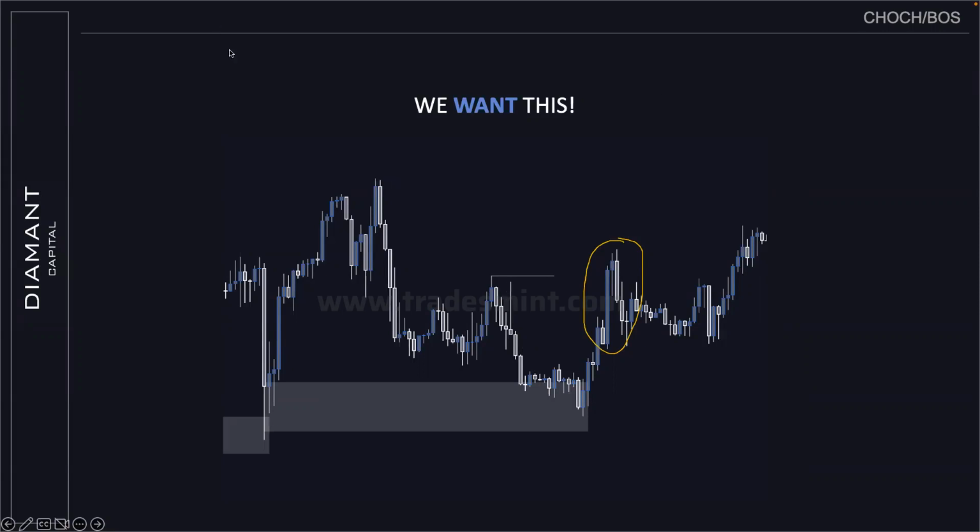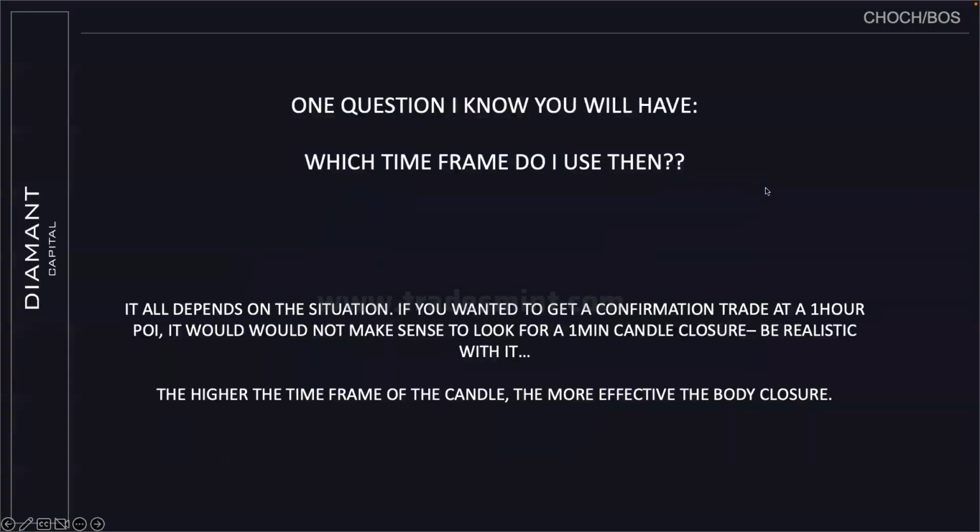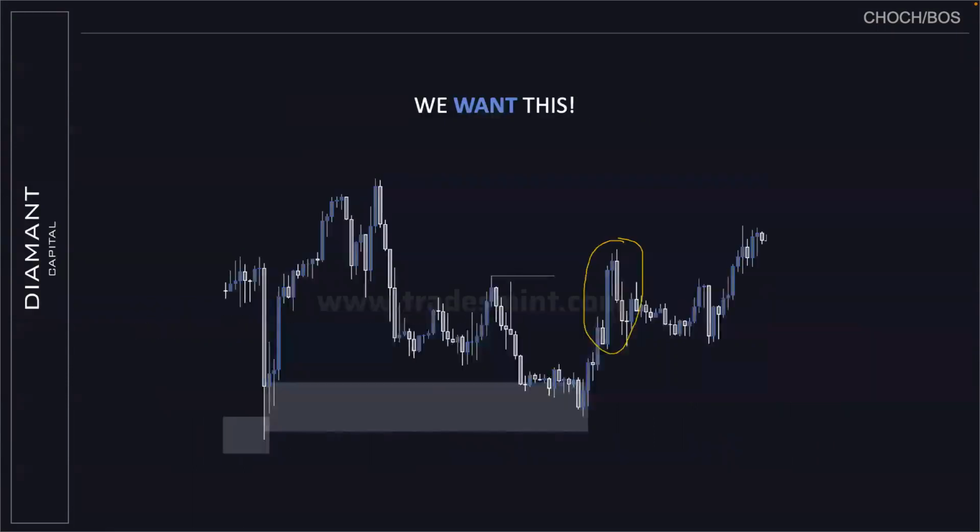And, you know, just showing through the examples right there, you can start to see. Now, one question I know that you all have, because I even had this in the beginning of my journey as well: what time frame do I then use? Because if you really think about it, on any time frame that you go to, lower and lower time frames, you're going to see the candle bodies close above at some point on the lower time frame.